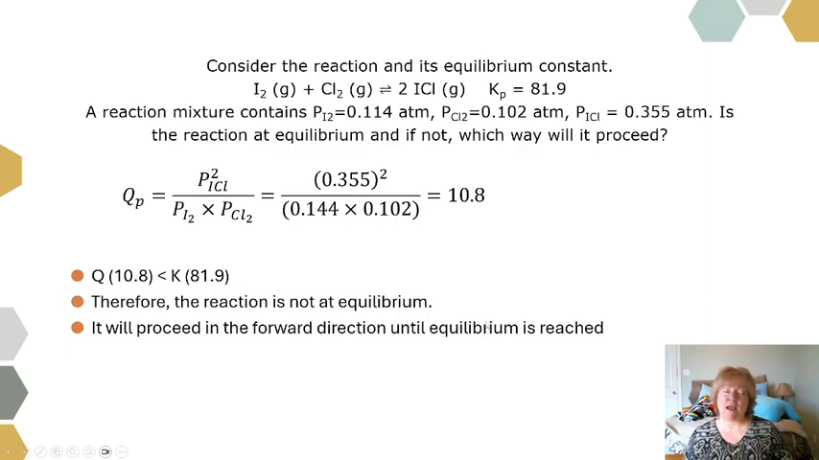You can either memorize if Q is less than K, it will proceed in the forward direction. If Q is greater than K, it will proceed in the reverse direction. Or you can think about the numerator needing to get bigger, the denominator needing to get bigger, knowing that the numerator has products in it and the denominator has reactants in it, and think about which way it has to go. Either one of those will get you this answer.